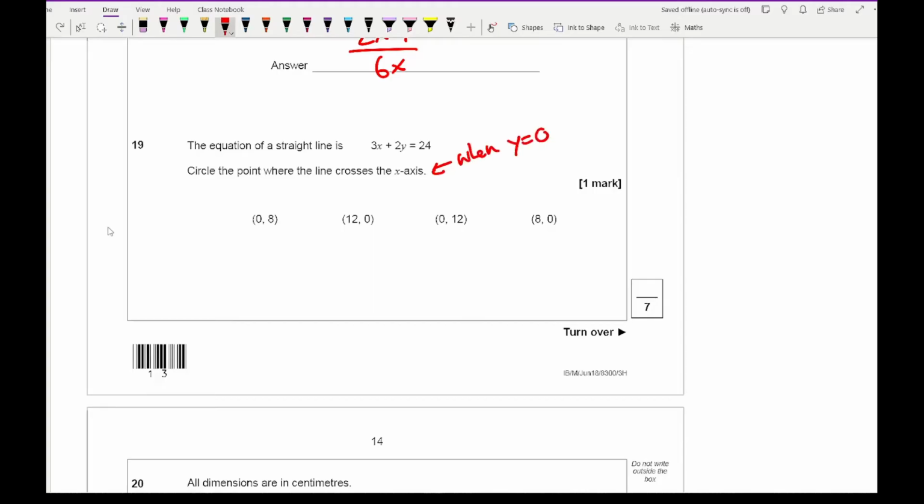So if I substitute y equals 0 into this, I end up with 3x plus 0 equals 24. So x is going to equal 8. So I'm looking for (8, 0), which is our last option.